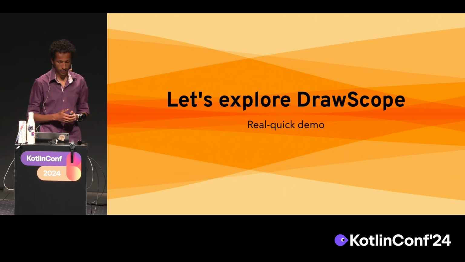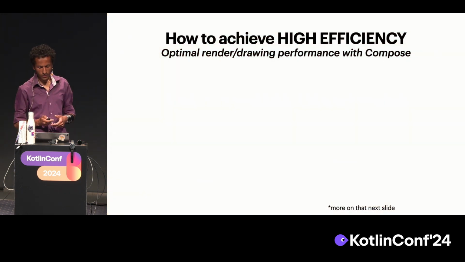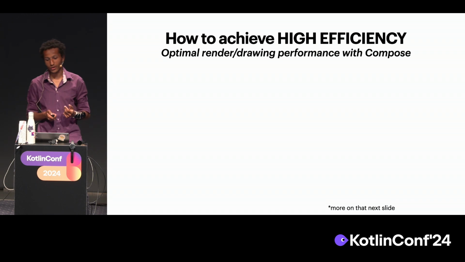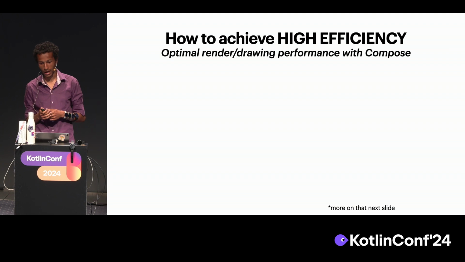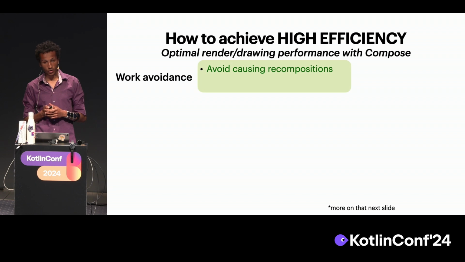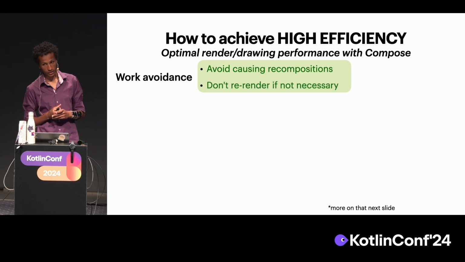So that was a very quick demo, if I can say, about DrawScope. Everything is there. But you want to achieve high efficiency, especially if you don't want your watch to show the hours for just 2 hours. You really need to look at efficiency. And so with Compose, you can do some things that will help you achieve high efficiency. First thing is work avoidance. Avoid causing recompositions, and don't re-render if not necessary.